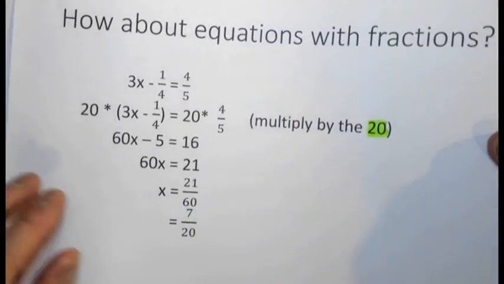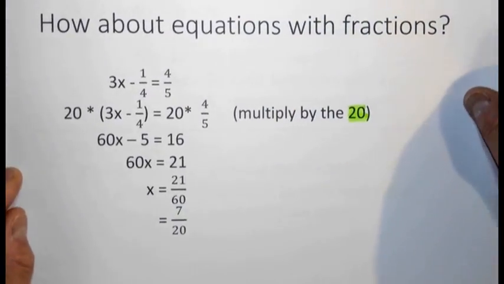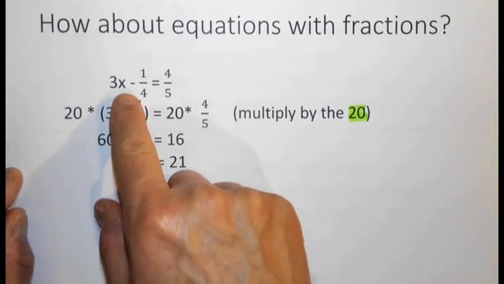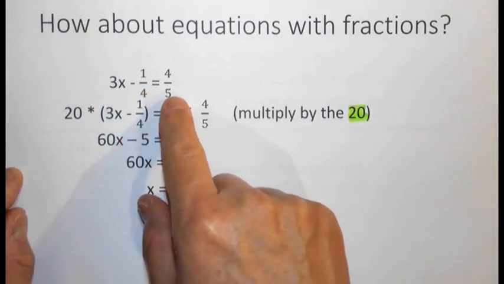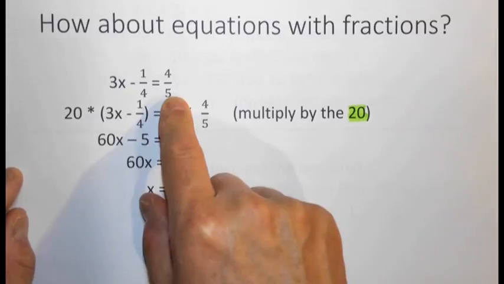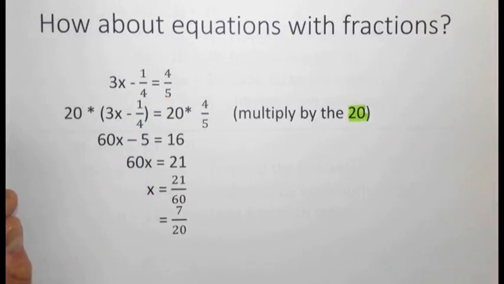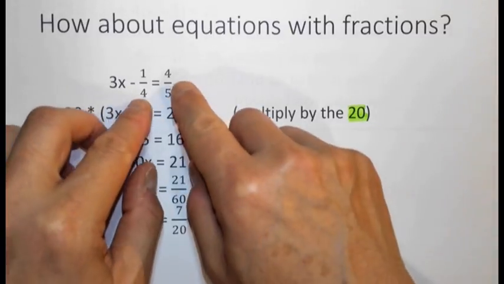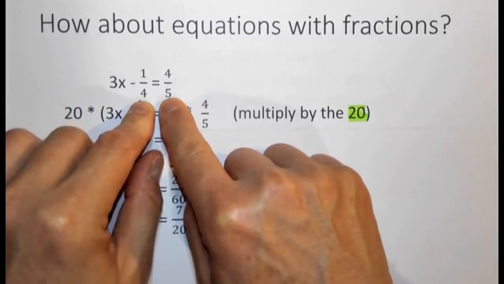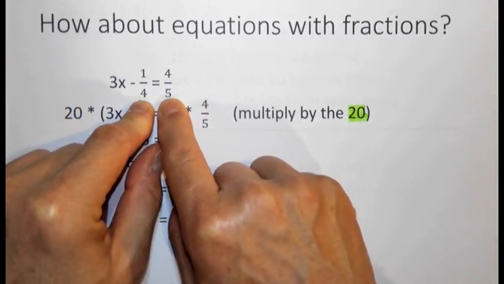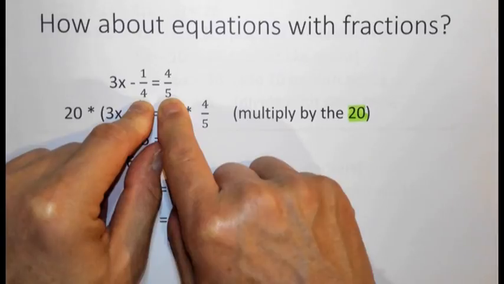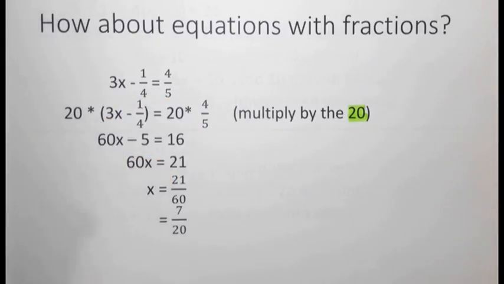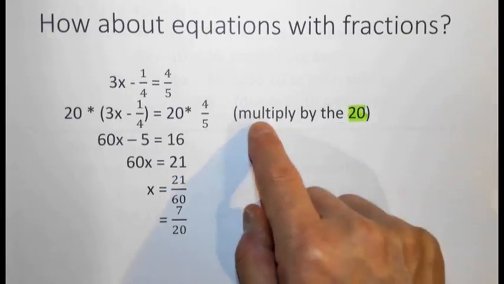Now, how about equations with fractions? (3x - 1)/4 equals 4/5. How do we do this? Let's have a look at the fraction. What is the lowest common denominator for these two? It's actually 20. Therefore, we multiply both sides by 20.